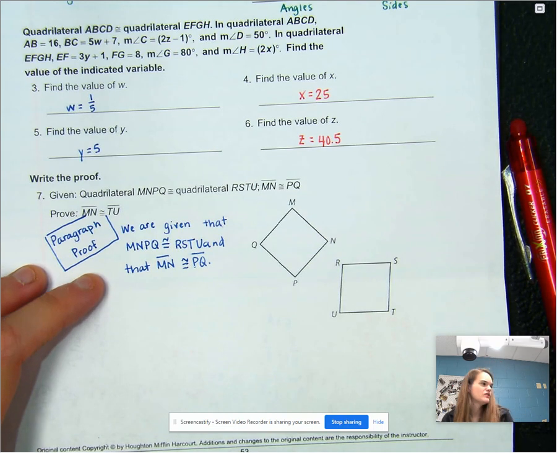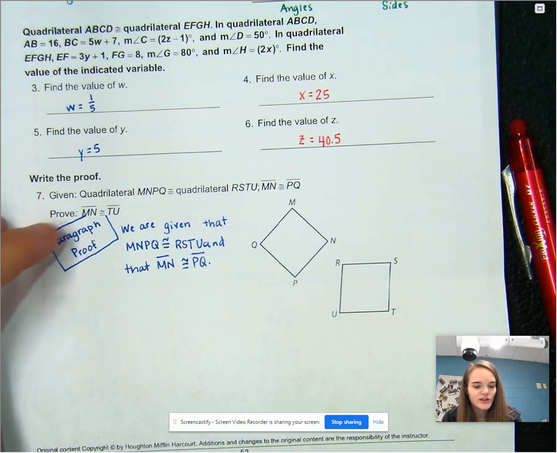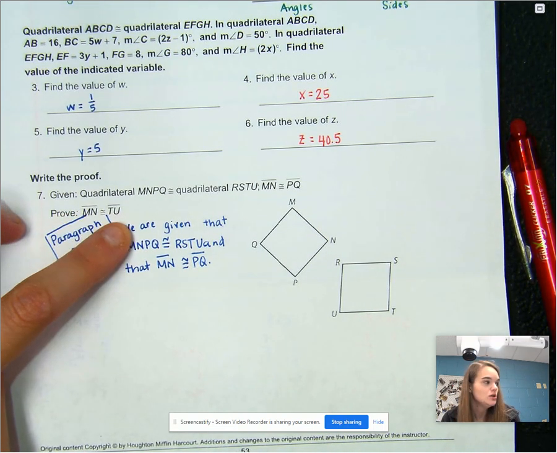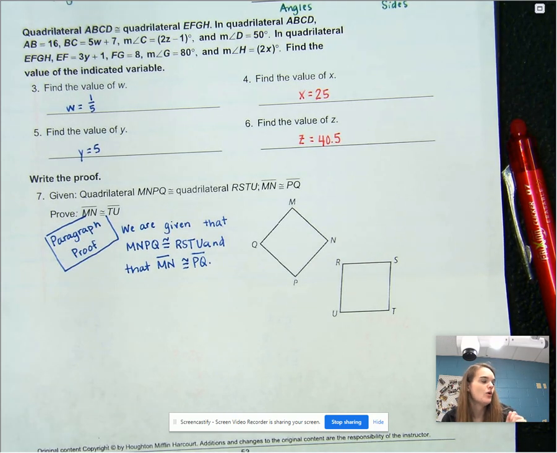There's our first sentence. Now, do you see how it says prove MN is congruent to TU? That will be our last sentence always. We'll say like, therefore MN is congruent to TU, or because of this, MN is congruent to TU. We cannot use it except for in the last sentence. Let's think about what we need to do to get to what we need.